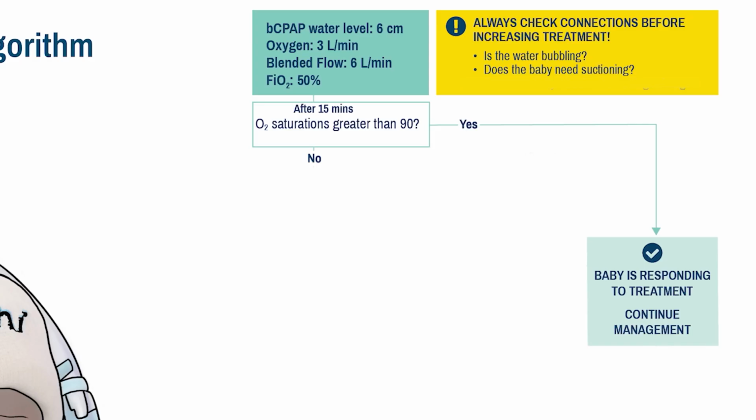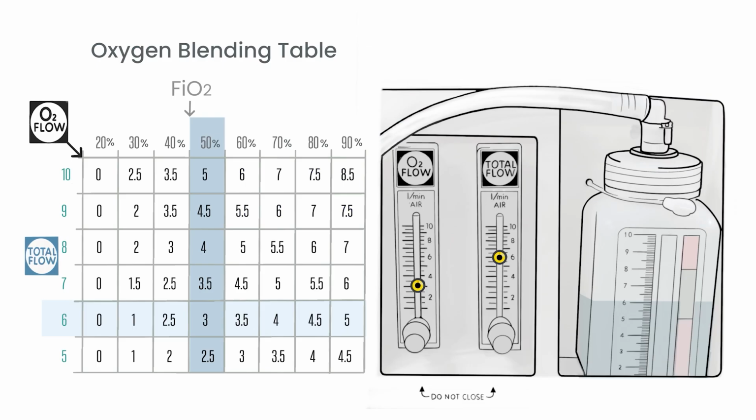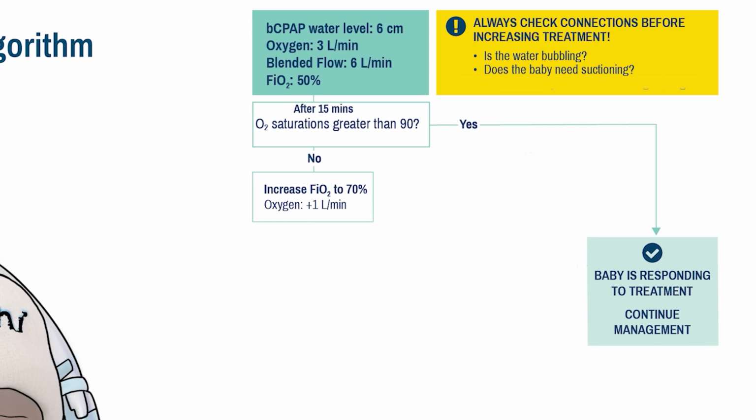If CPAP is delivering and the nostrils are clear, but the saturation levels have remained below 90%, then we need to increase treatment by 1 step. The FiO2 needs to go to 70%. That means increasing the oxygen flow meter from 3 to 4 liters per minute. After each change of treatment, you need to reassess 15 minutes later to make further changes if they are still needed. If the saturation is now above 90%, then the baby is responding.